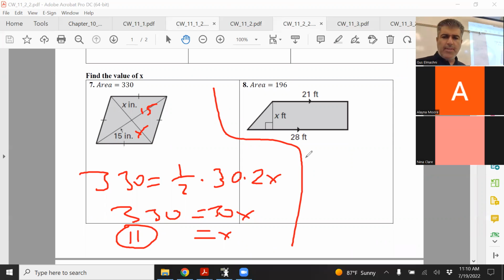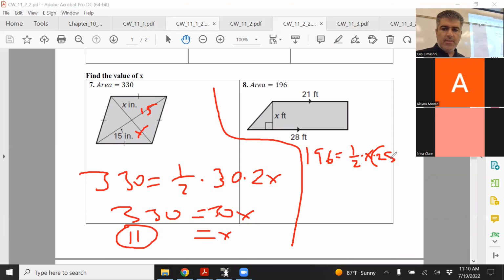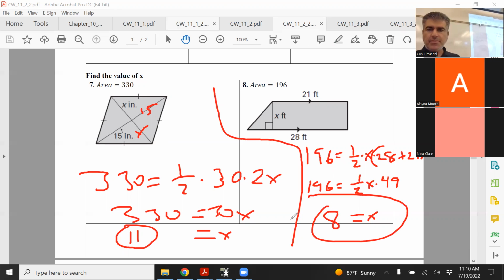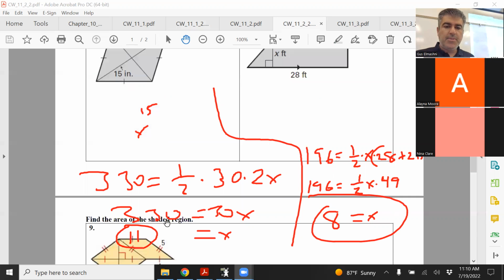Here you're going to have 196 equals 1/2 times the height times the sum of the other 2 sides. Half times x plus 49. Solve for x. Should get 8. Again, these are the kind of problems that could be asked on a test. They're very good problems. They require some algebra skills.